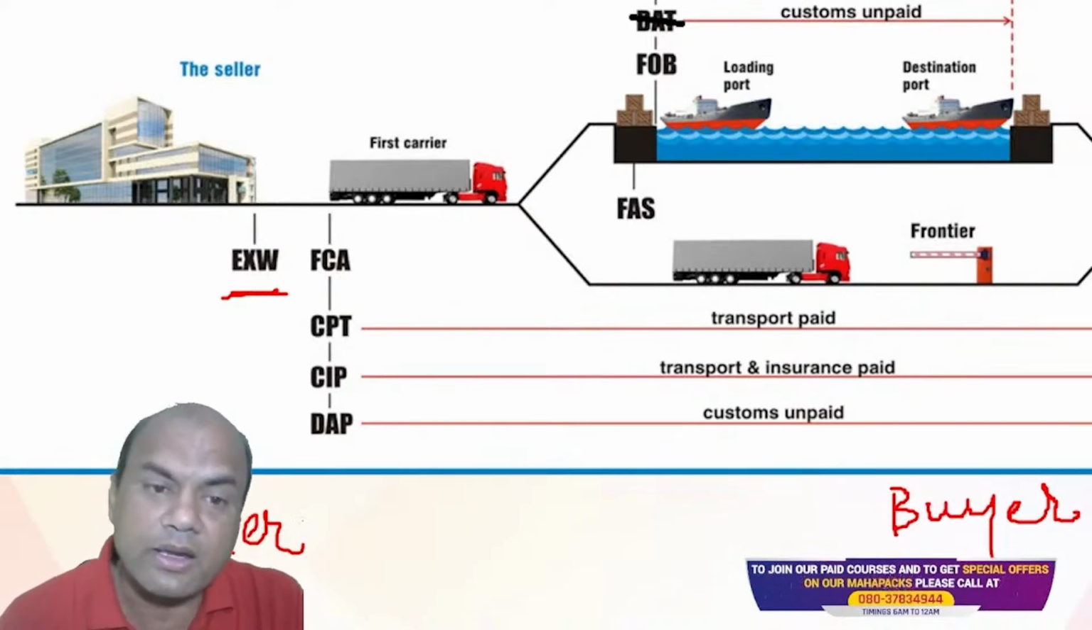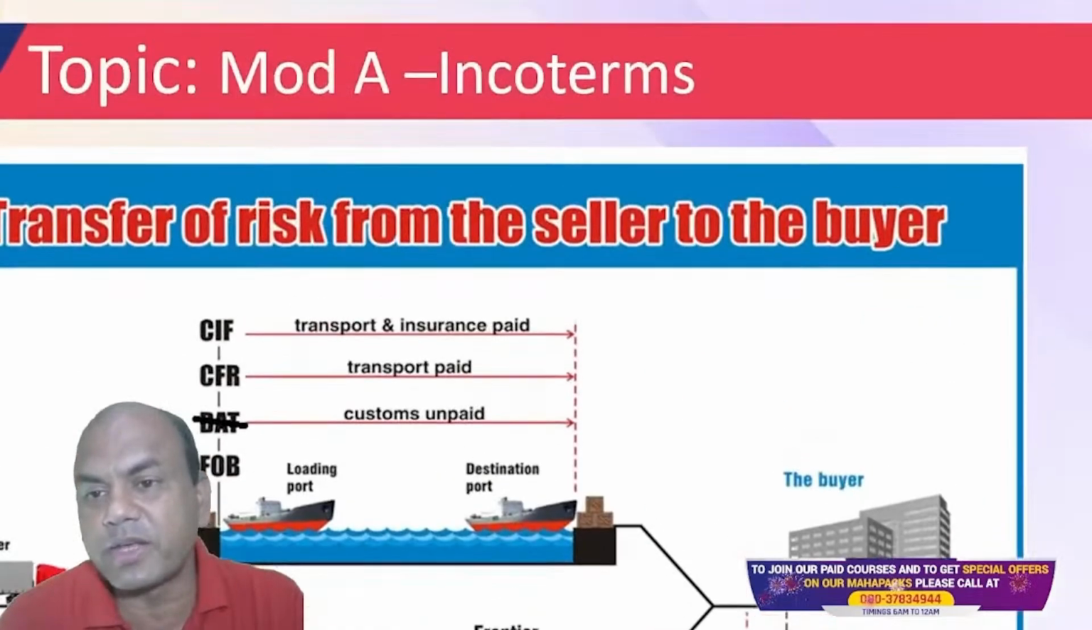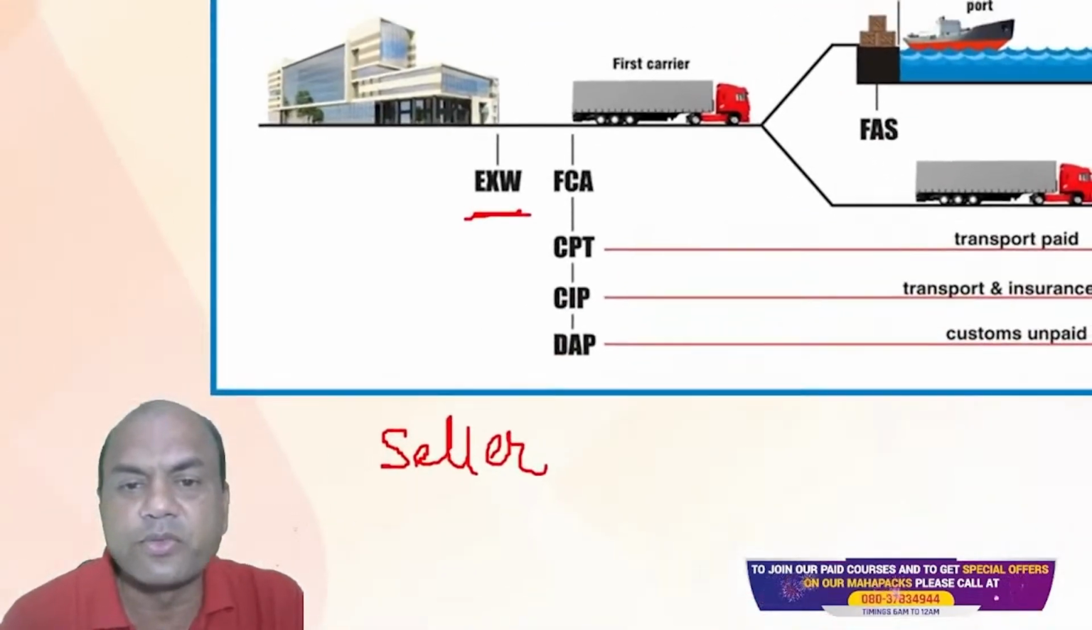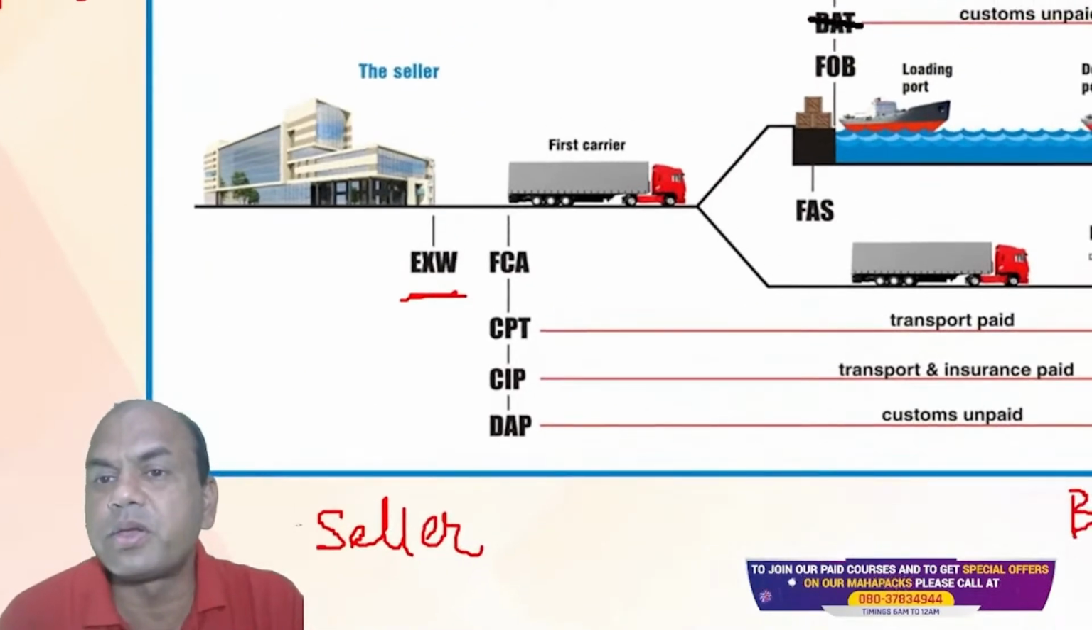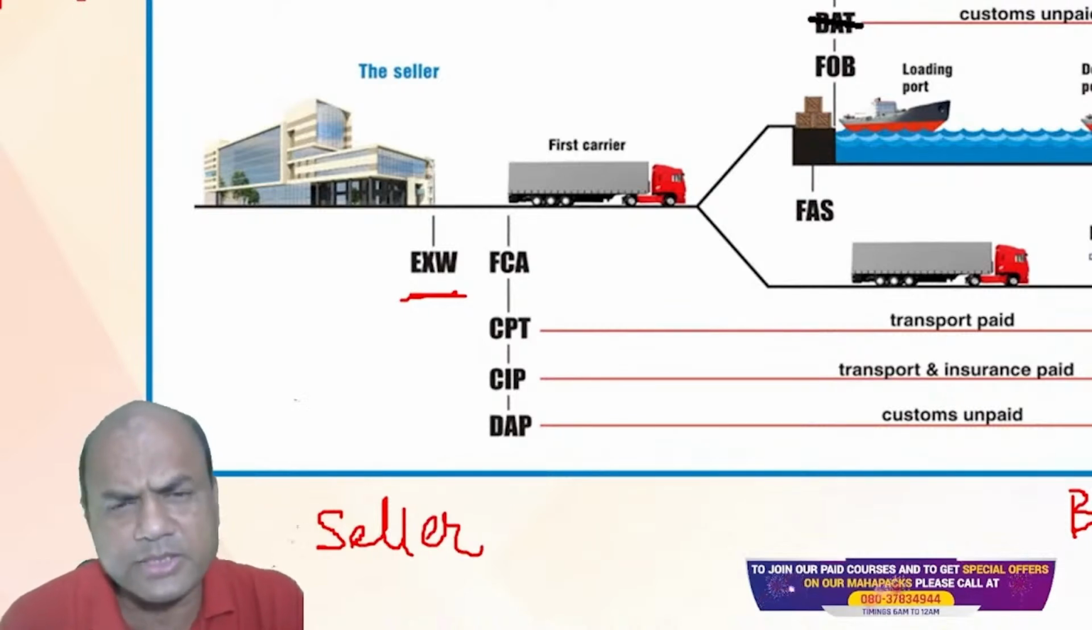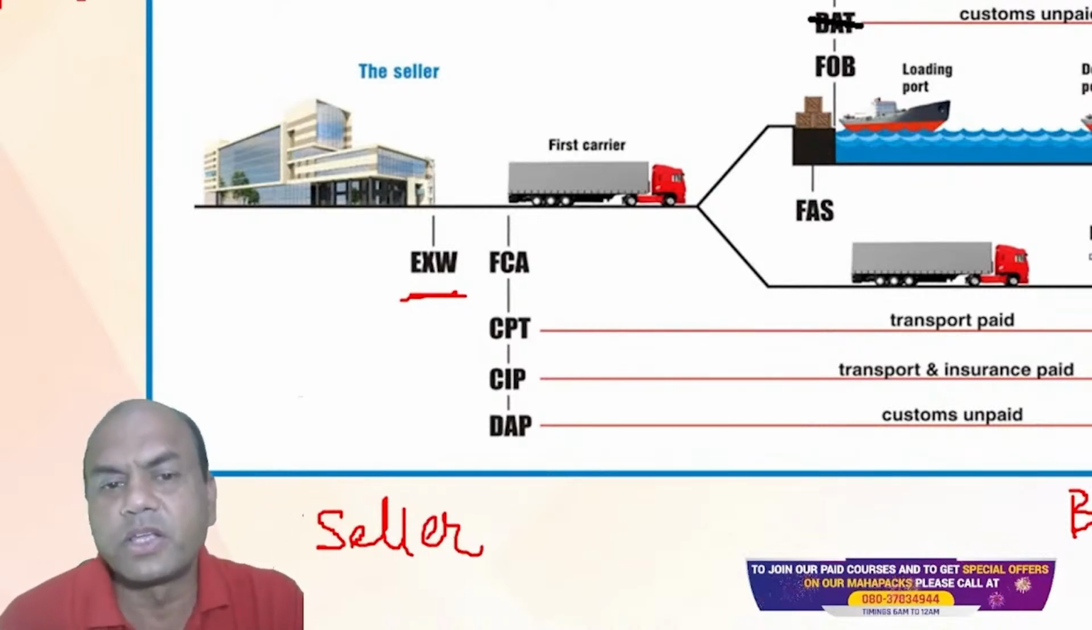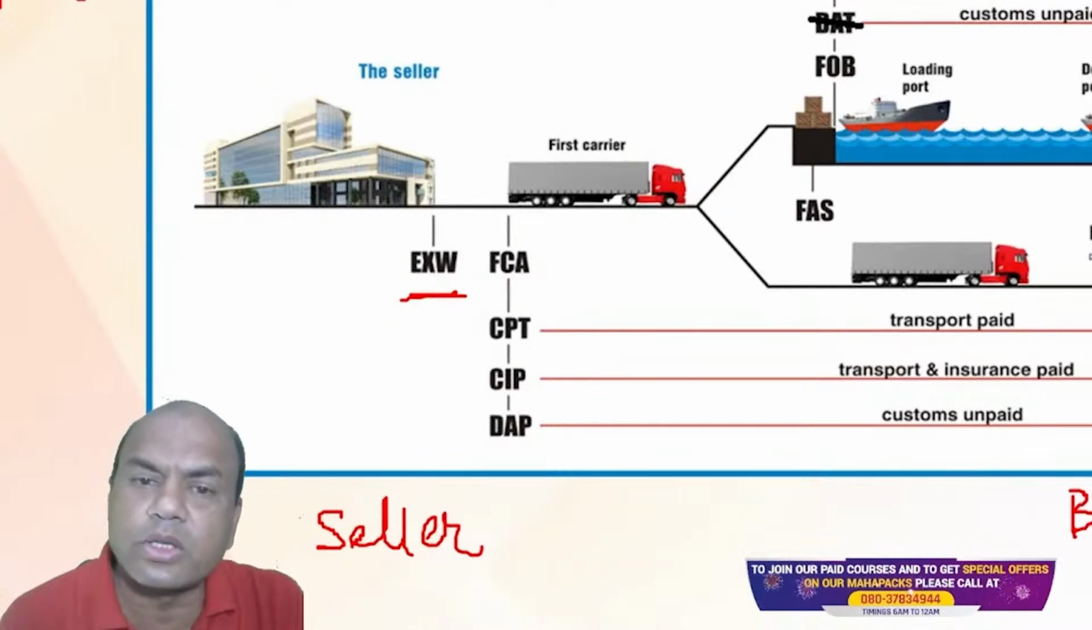Now free carrier is same as FOB. Free carrier is same as FOB. FCA on road is same as FOB on ship. Remember this. Simple. Here also the seller will just load the goods on this truck and that's it.